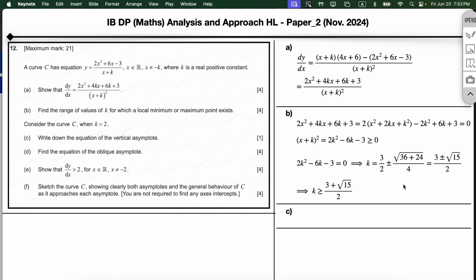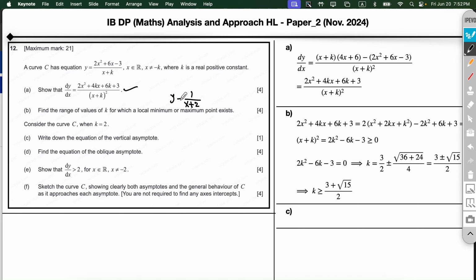Part C, write down the equation of the vertical asymptote. So in this equation, if we take k equals 2, this would be 1 over x plus 2 factor in the denominator of y, and then the other terms in the numerator. So this has a pole at x equals minus 2. So at x equals minus 2, this would just go to positive infinity straight up. So x equals minus 2 should be the answer for the vertical asymptote.